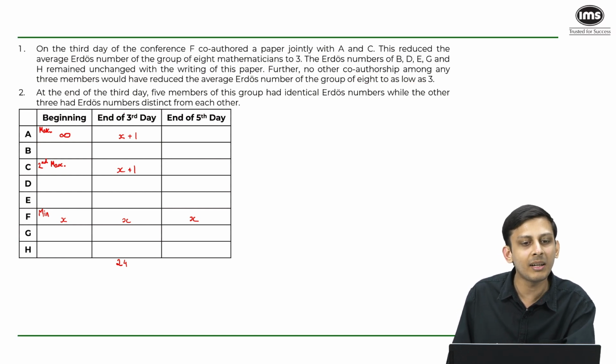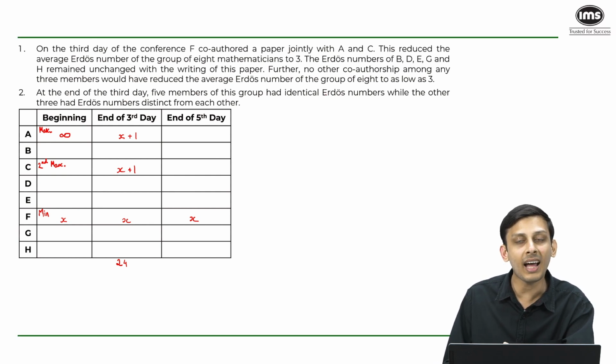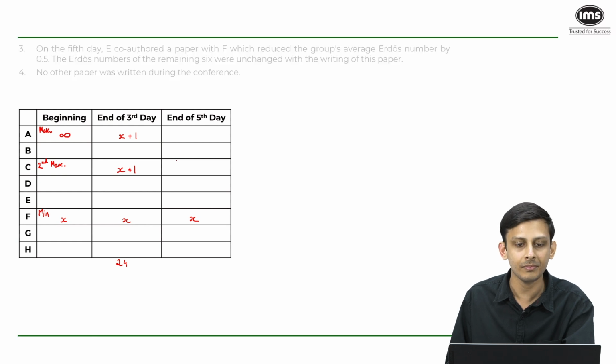And then we have another point about the third day. At the end of the third day, 5 members of this group had identical Erdos numbers, while the other 3 had Erdos numbers distinct from each other. Now, we don't have enough information right now to explore this, so we will come back to this later. Let's see what else is there.